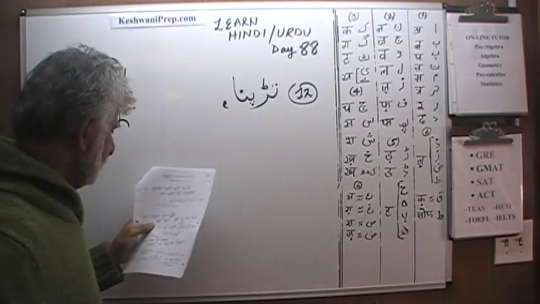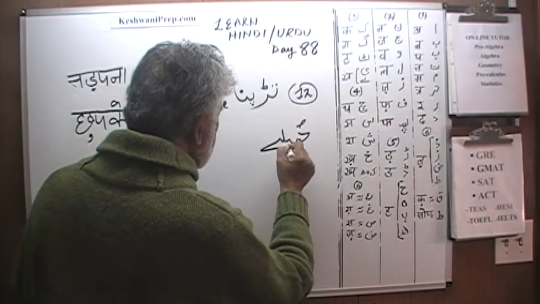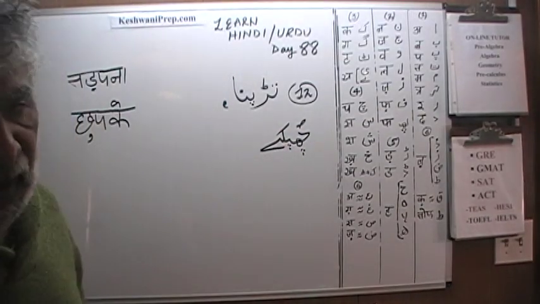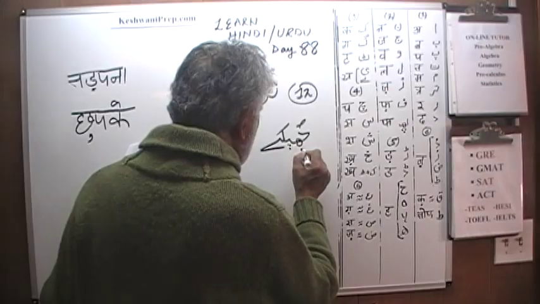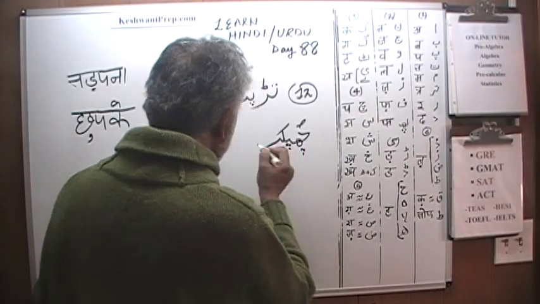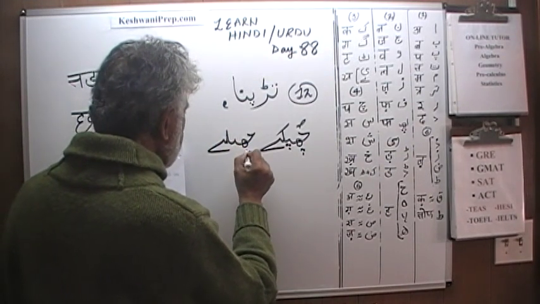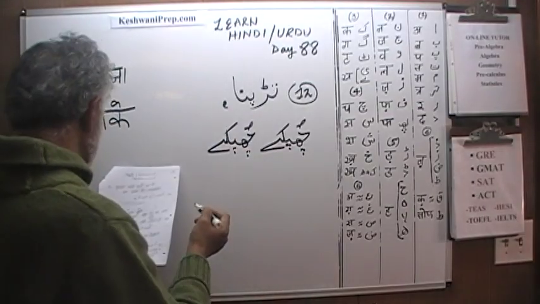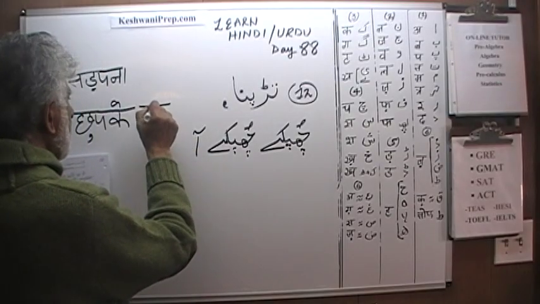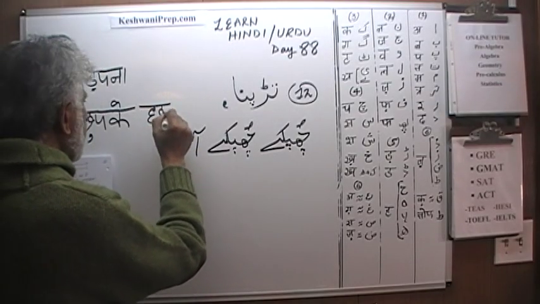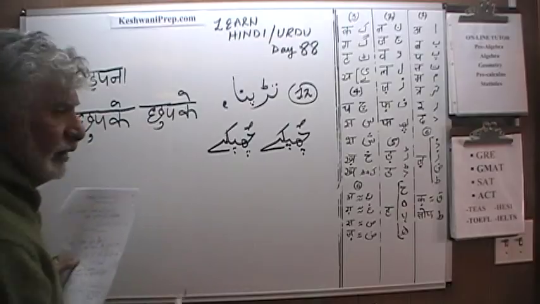Let me rewrite it so we have room. Urdu has lots of dots. You have to keep track of your dots, your nuktas, your bindis. We need 3 of them for cha, and we need 3 more for pa. Chupke chupke. Let's write this word. Next line.